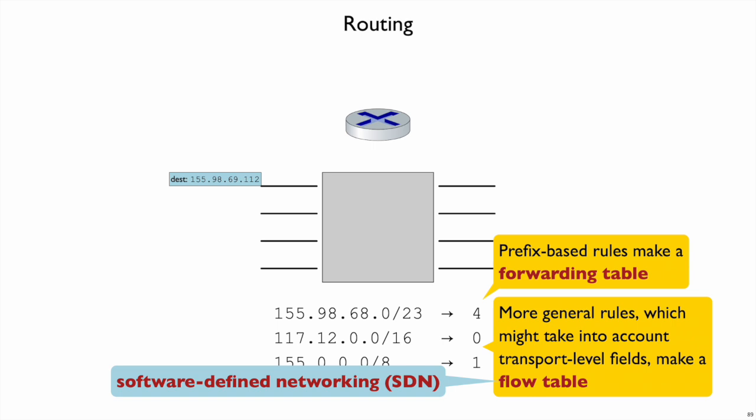And when you start talking about flow tables, often you are in the realm of software-defined networking, where whoever is configuring this router is writing in some sort of programming language to describe these more complicated flow rules. So all of that is possible, but mostly we think about forwarding tables and these address-based routing schemes.